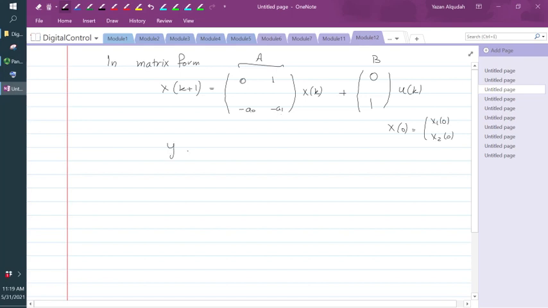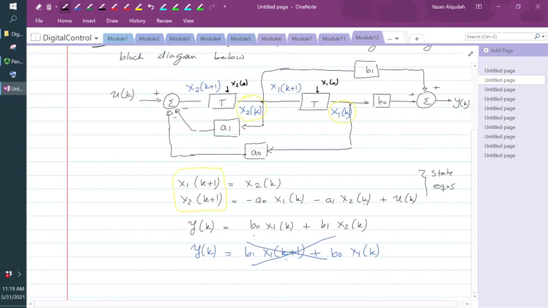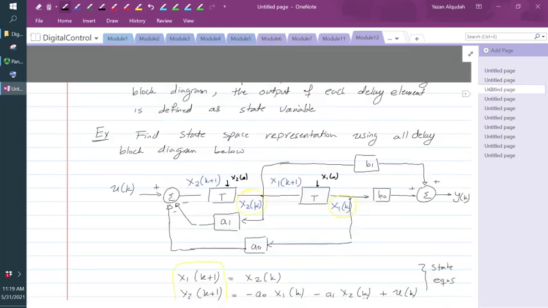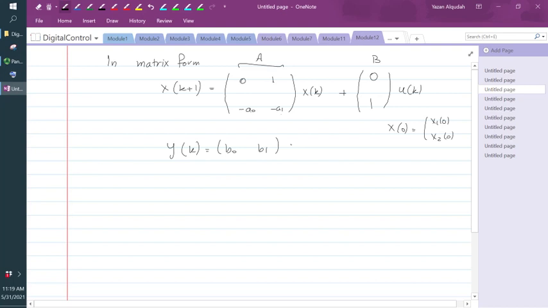Now the output y of k is going to equal, if I look here, b0, b1 multiplied by x of k. Again, x of k is understood. x of k is equal to x1 of k, x2 of k. And by looking at the matrix A, I know the size of x of k. This is a 2 by 2, therefore I have x1 and x2. This is my C matrix. What is the D? D is 0.